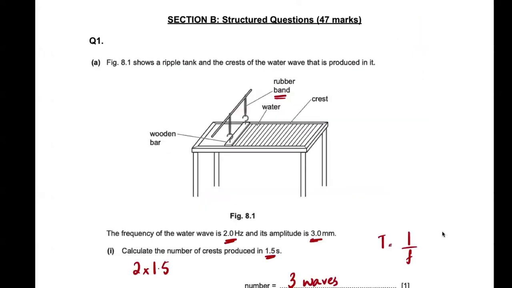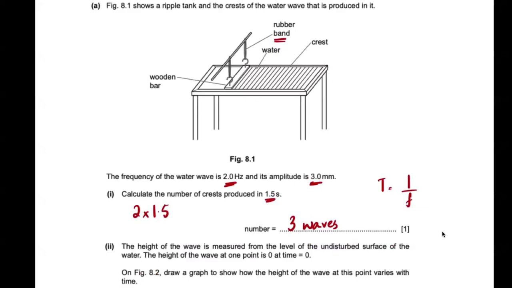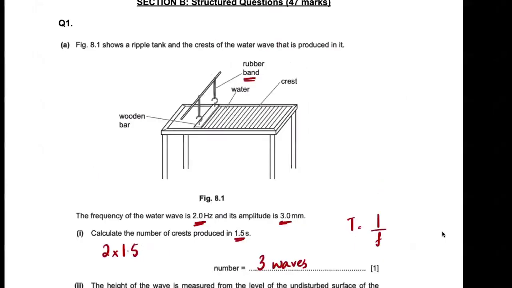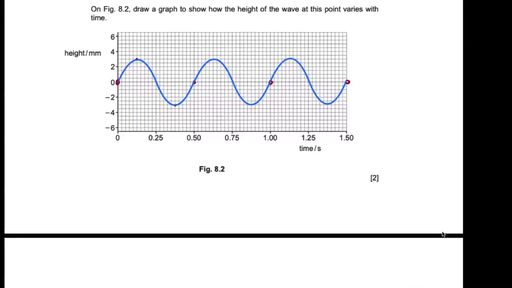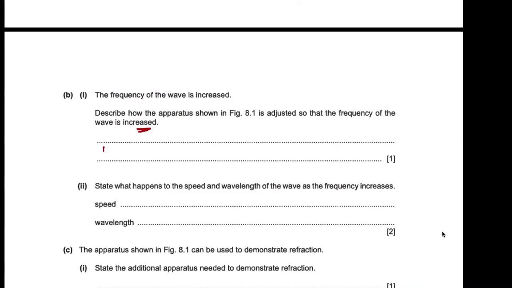For example, you can say that you use a stronger rubber band so that it's pulled back more and it stretches more and it hits the water more often, right? And you can also say that, for example, you use a lighter bar because that would also make it hit the water more often, right? So I'm going with the second one. So let's say you use a bar of lesser mass.